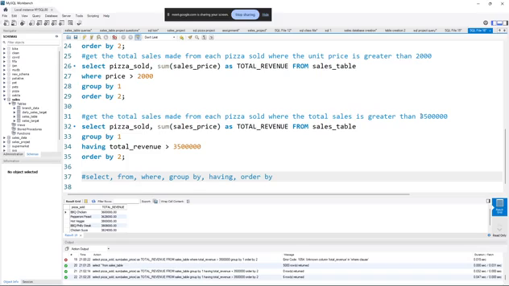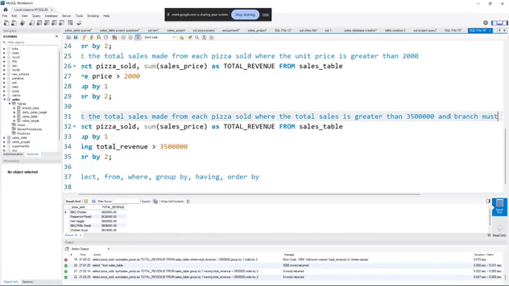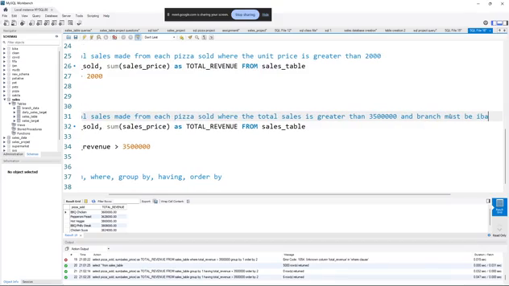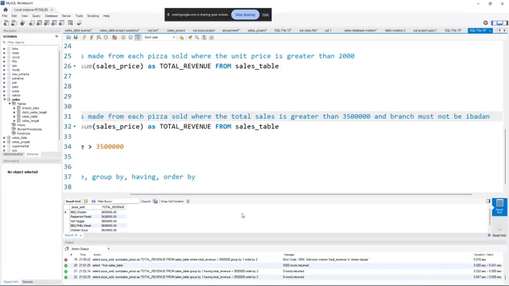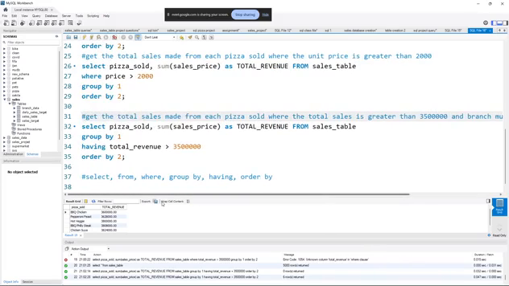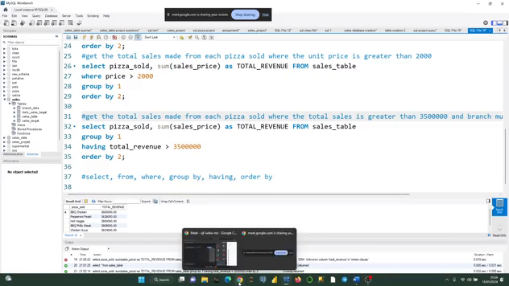What if they say now where the total sales is greater than 3.5 and the branch must be Ibadan? Okay, let's say the branch must not be Ibadan. He said the branch must not be Ibadan. So what am I going to do? I think someone wants to enter the class.